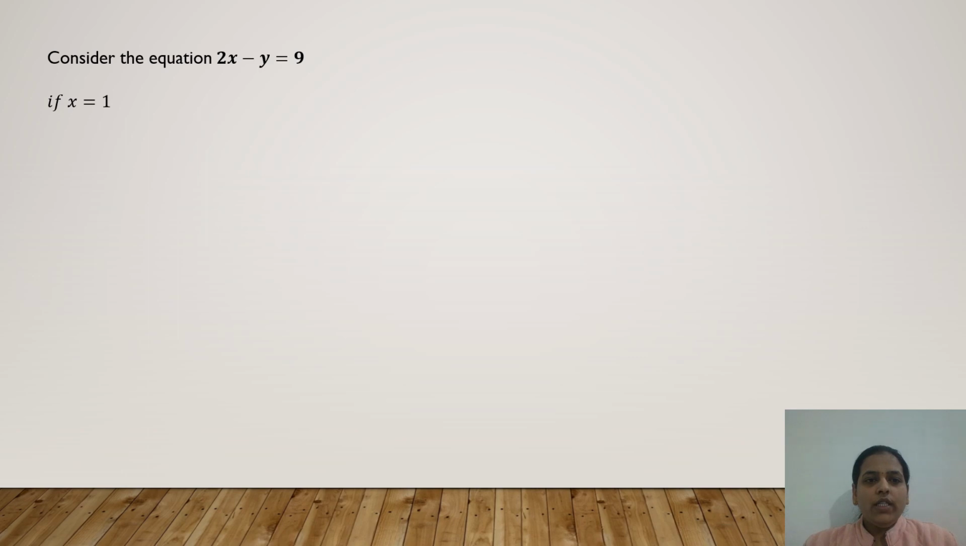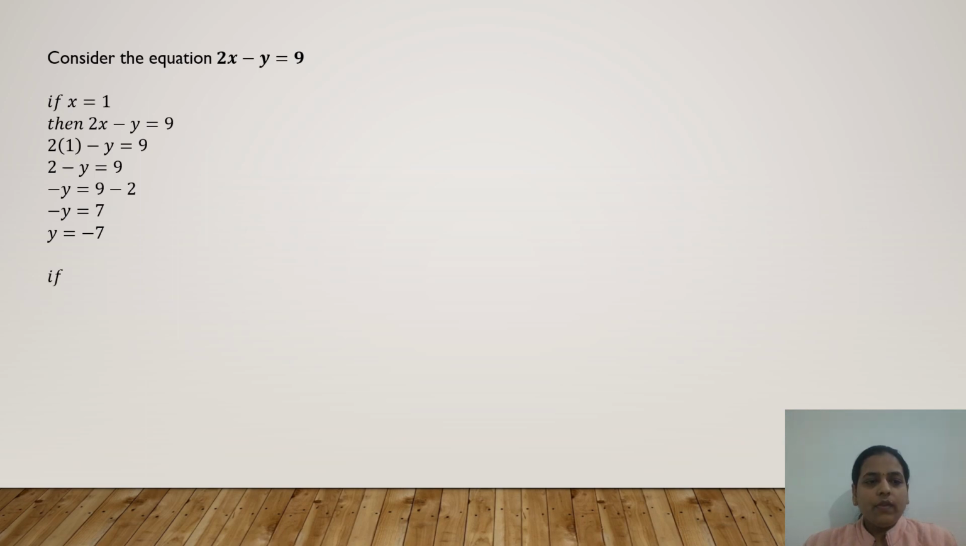2x minus y is equal to 9. If x is equal to 1, then what is the given equation? 2x minus y is equal to 9. Instead of x, we put 1. 2 into 1 minus y is equal to 9. 2 into 1, that is 2, minus y is equal to 9. Then minus y is equal to 9 minus 2, so minus y is equal to 7, because 9 minus 2 is 7. Then y is equal to minus 7. That means when x is equal to 1, the value of y is minus 7.